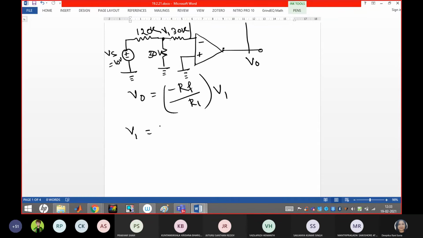10 by 9. How much is it? So it's 10 by 9 volts. Tell me in figure. 9.1. No, wrong. 1.11. Yes, very good. Who told this? Shantanu. Yes, Santanu, it is correct.